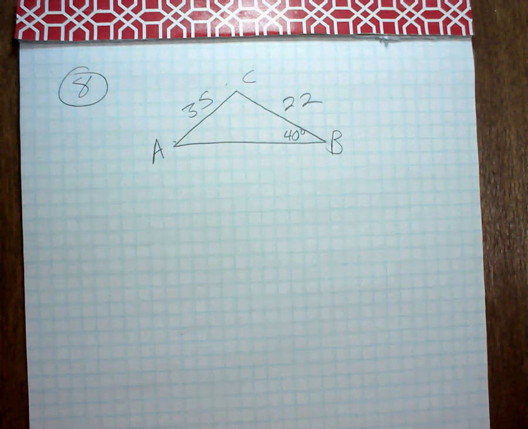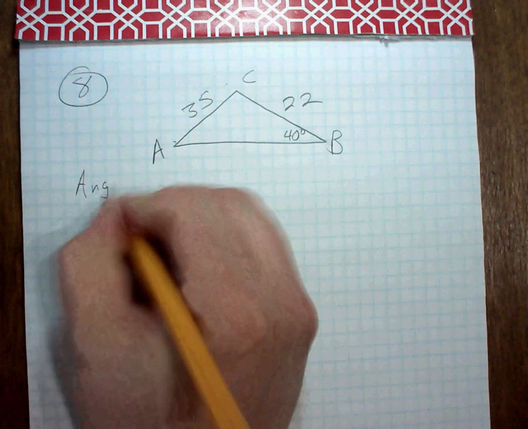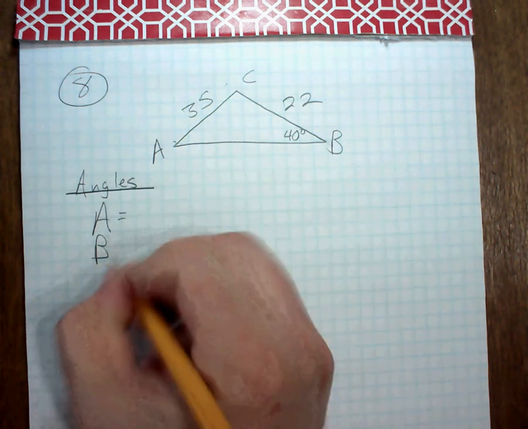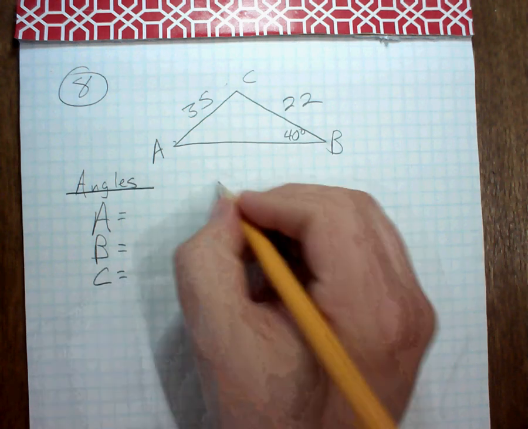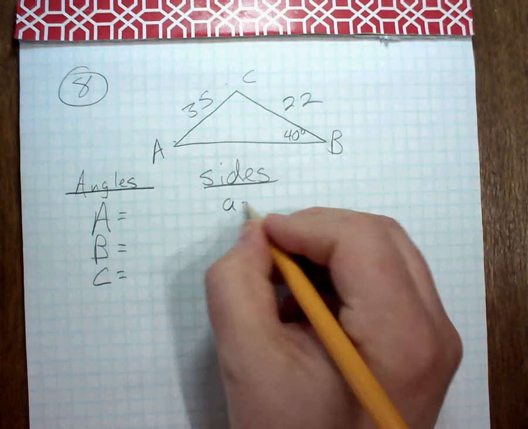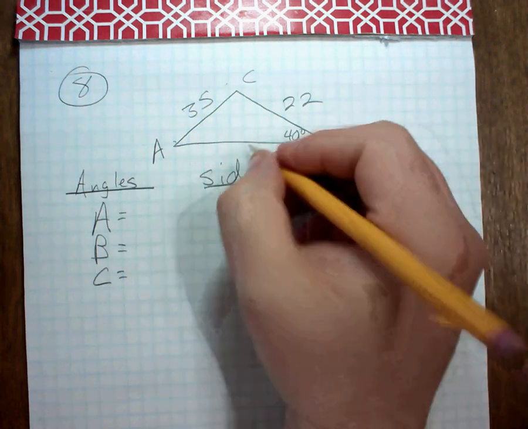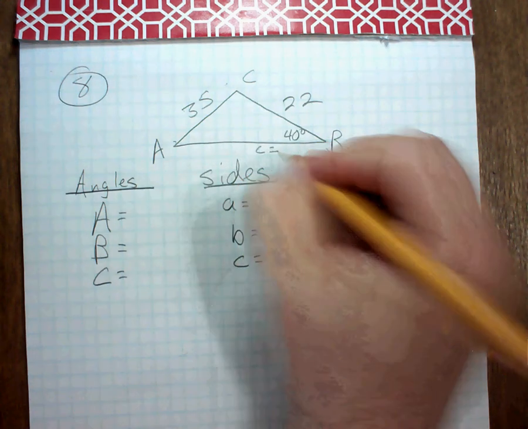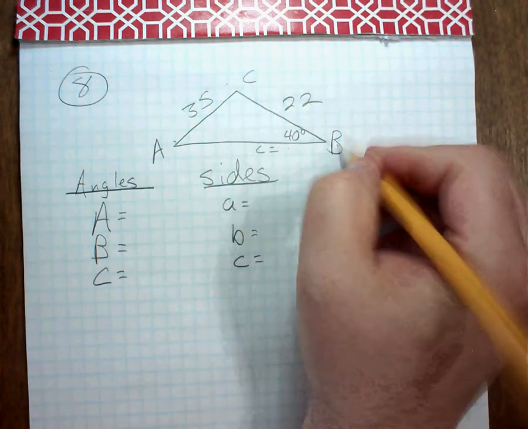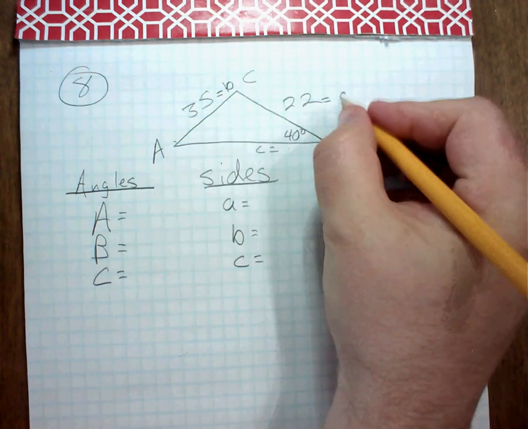Alright, so for problem number 8, again we're asked to solve the triangle, so we're going to try to find all the angles, capital A, capital B, and capital C, and then try to find all the side lengths, which is lowercase a, lowercase b, and lowercase c, where this is C, because it's across from angle C. Capital B, lowercase b is across from capital B, lowercase a is across from capital A.